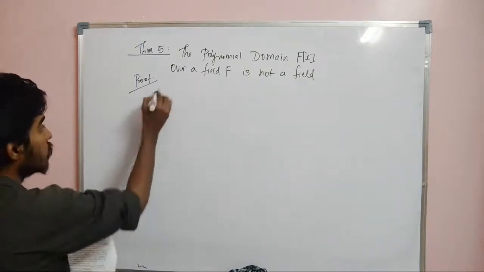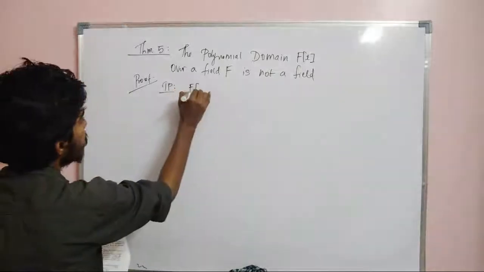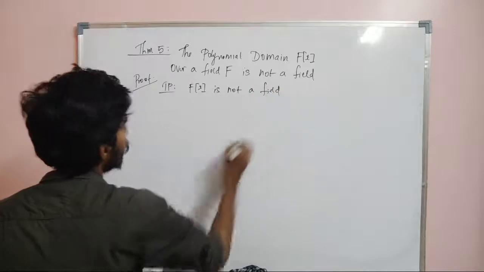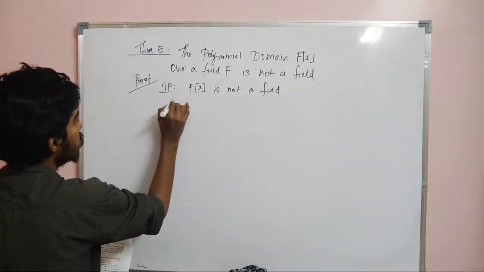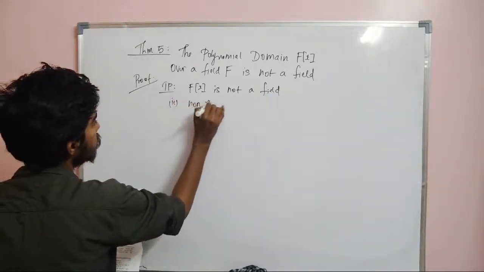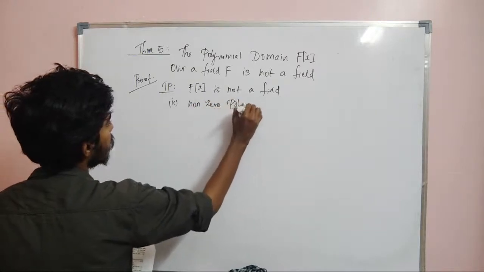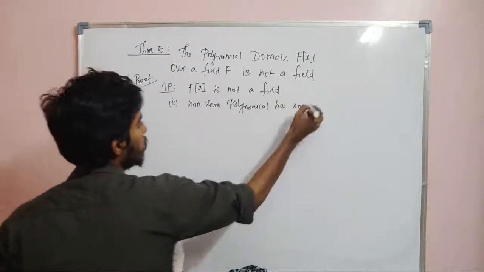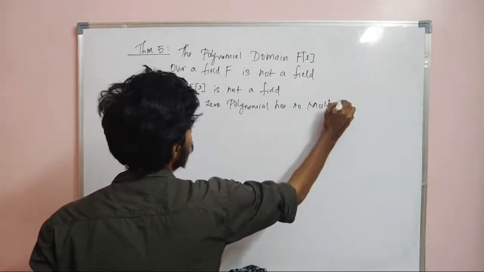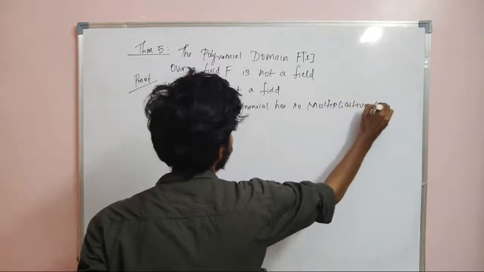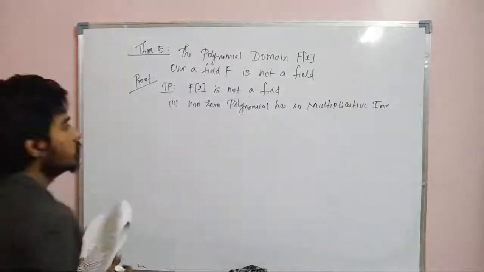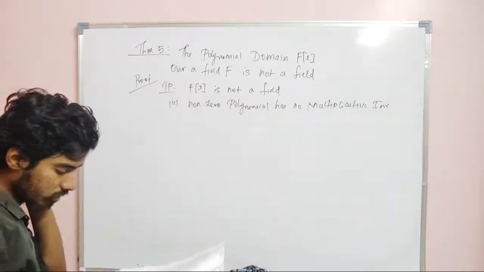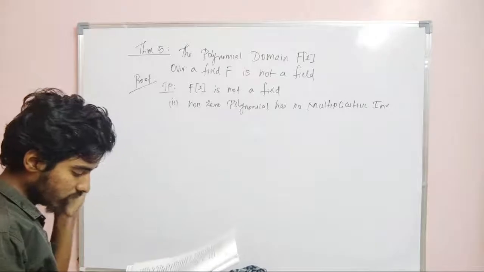Okay. Now, what we need to show is that F[x] is not a field. That means we need to prove that a non-zero polynomial has no multiplicative inverse. This is by definition. That is, you need to prove that non-zero polynomials have no multiplicative inverse.